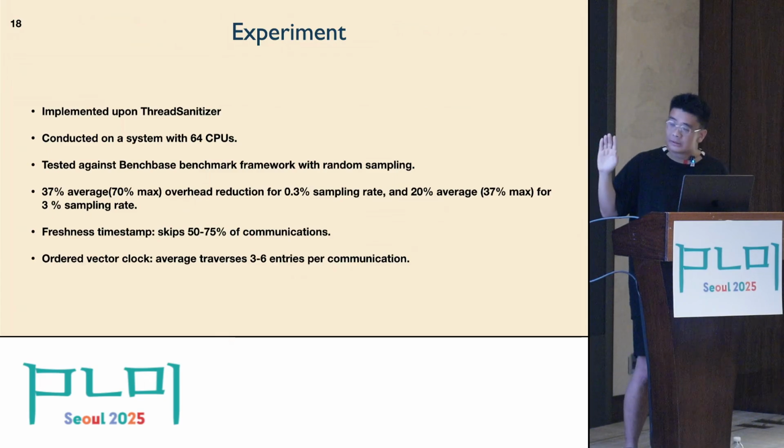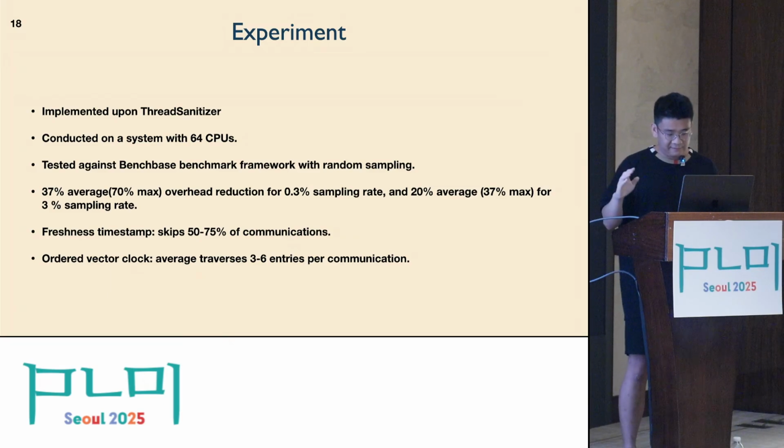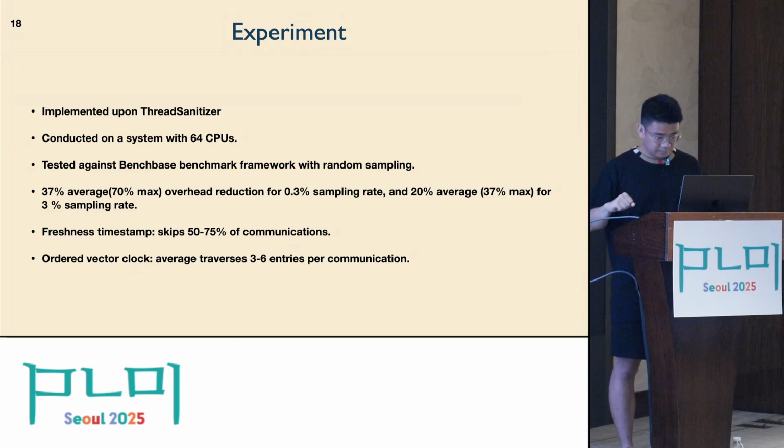And for the experiment, we implemented our tool upon ThreadSanitizer, and we ran the algorithm on a system with 64 threads. We tested against the benchmark framework with random sampling, namely we randomly decide the sample set S in our formulation. We achieved a visible reduction in the overhead, as I have already mentioned, but we believe this overhead can be reduced much more if we are able to optimize the implementation.